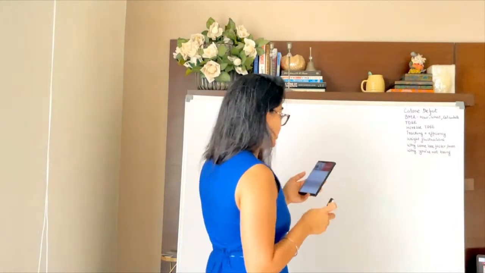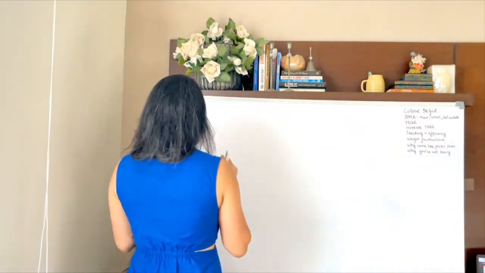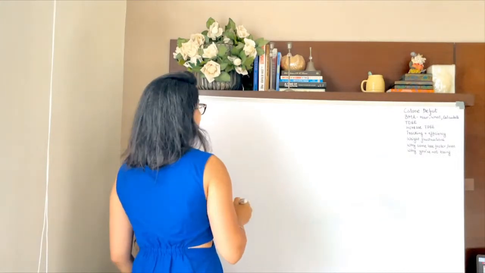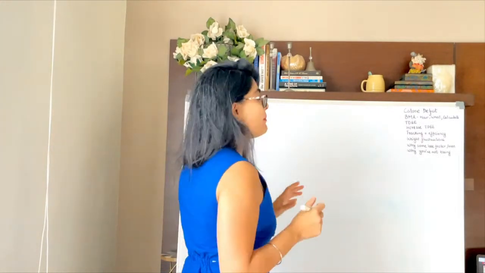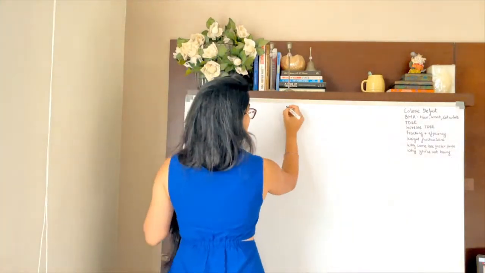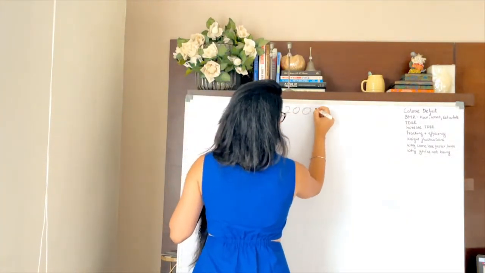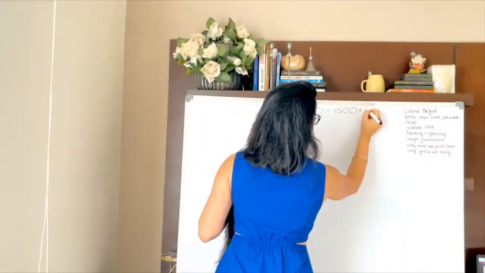Now to start off, on my 45 day goal, I had said that I'm going to try and burn 2000 calories per day. A lot of you asked me how to do 2000. I said I was going to burn 2000 and I was going to eat only 1500. That's 500.